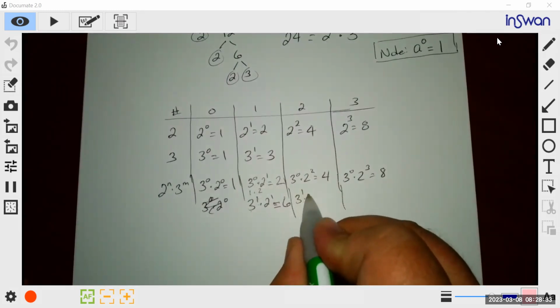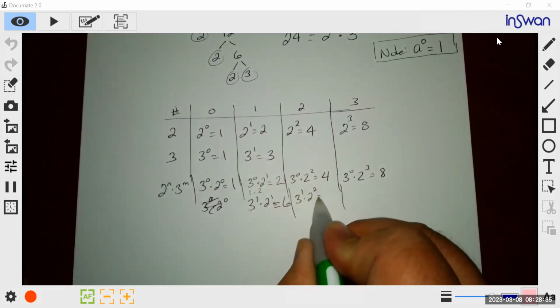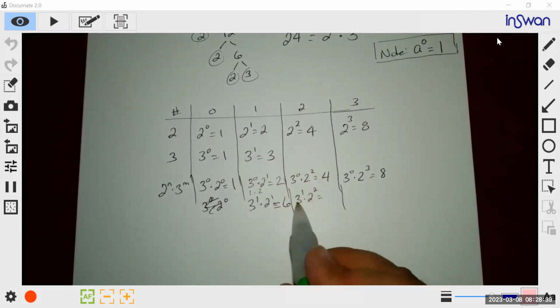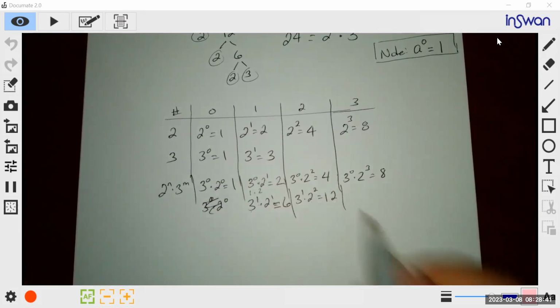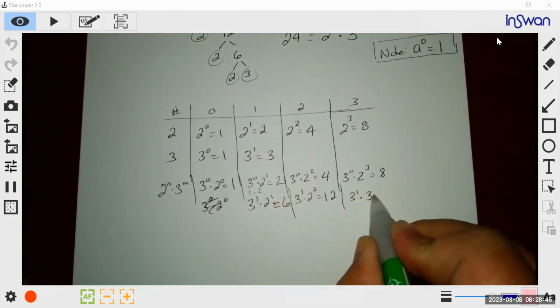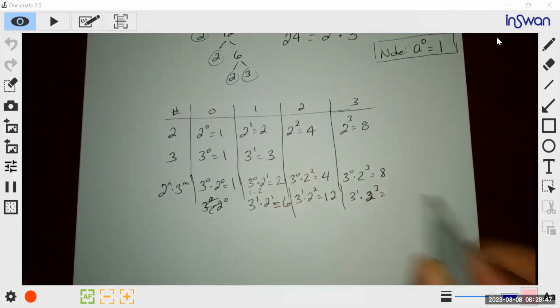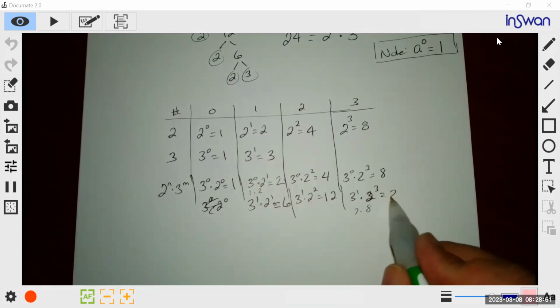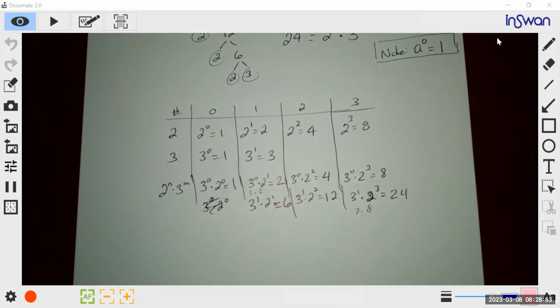Three to the first times 2 squared. 2 to the second power is 4. 4 times 3 is 12. 3 to the first times 2 to the third. 2 to the third is 8, times 3 is 24. These are all the factors possible.